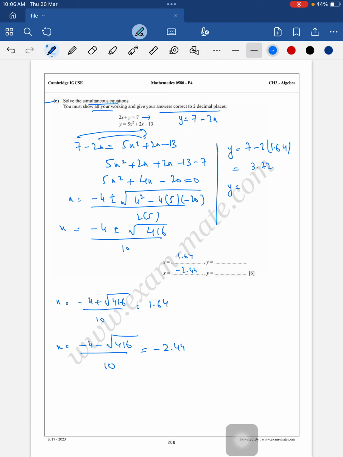Now putting the second value, 7 minus 2 minus 2.44, and we are getting 11.88. So 3.72, 11.88.